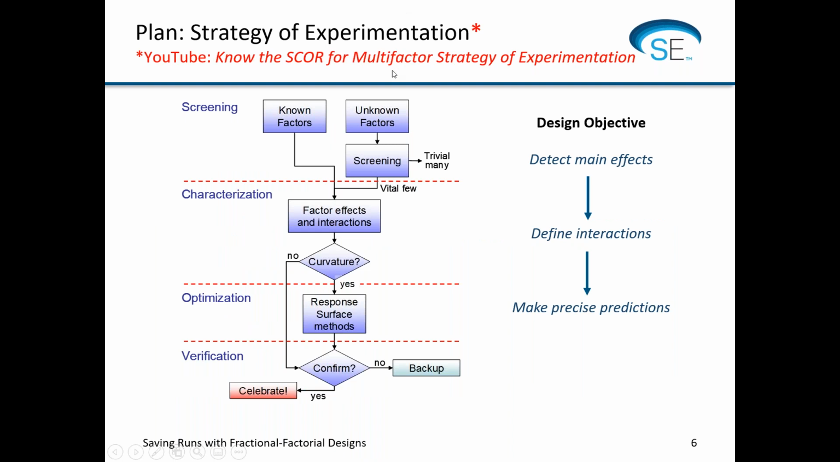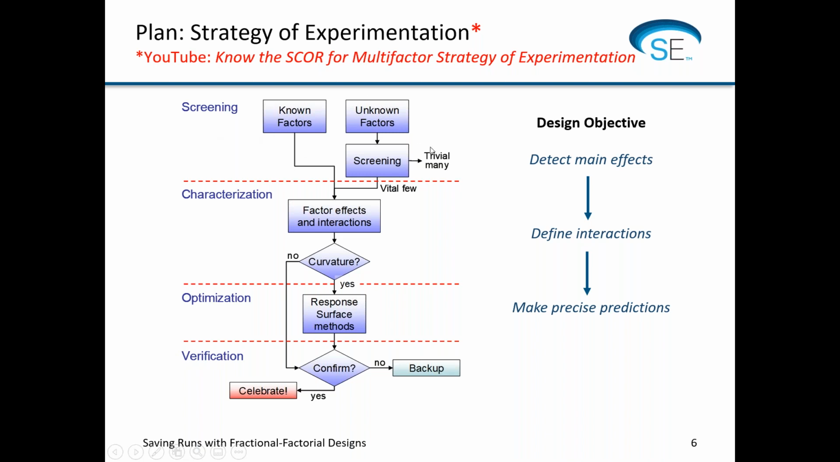Okay, so you may have seen this before, our strategy of experimentation. To expand on this, you can go into our YouTube channel and look for the webinar called Know the SCORE for Multi-Factor Strategy of Experimentation. SCORE stands for screening, characterization, optimization, and the R actually stands for ruggedness testing, which I will talk about.